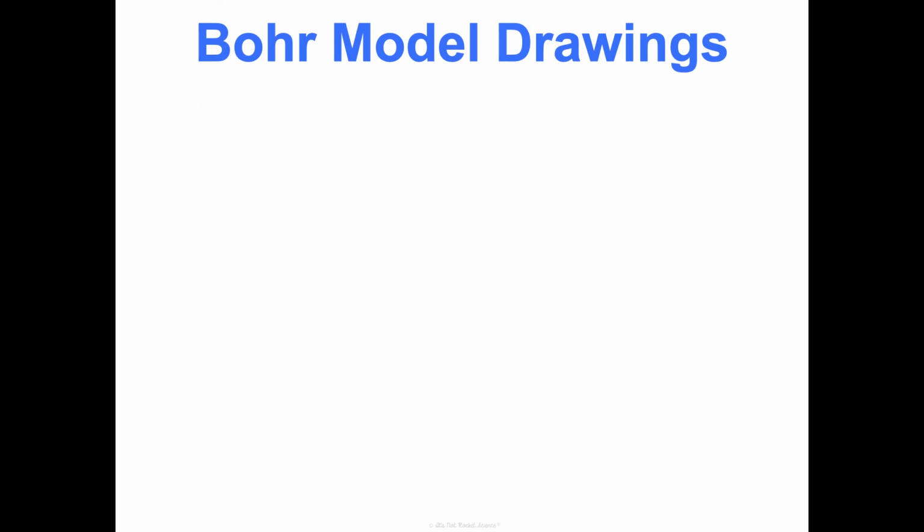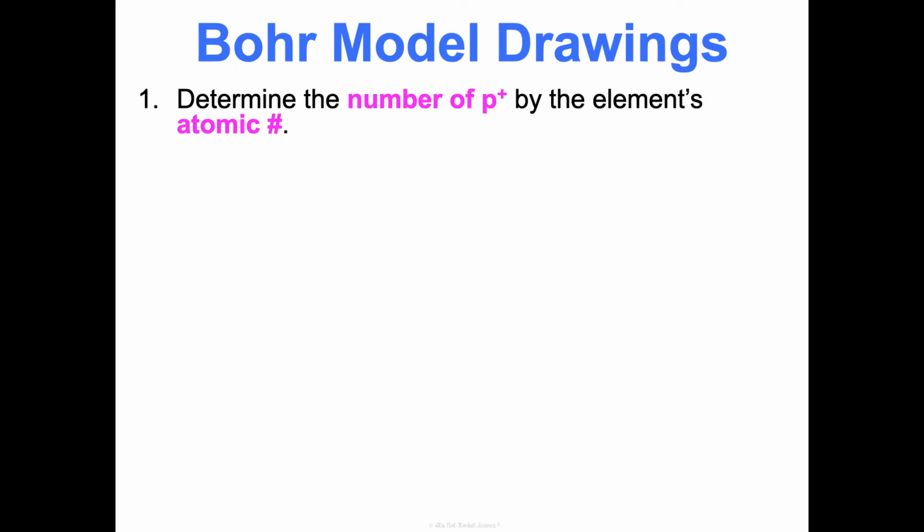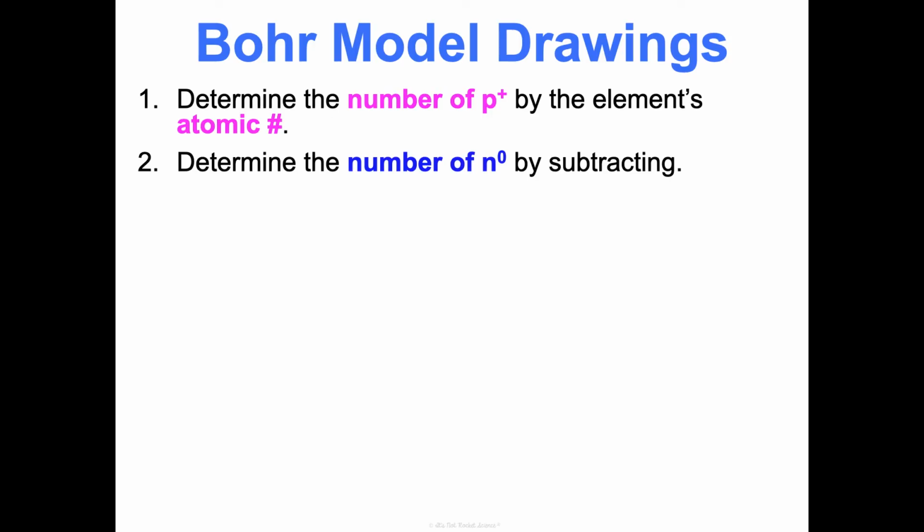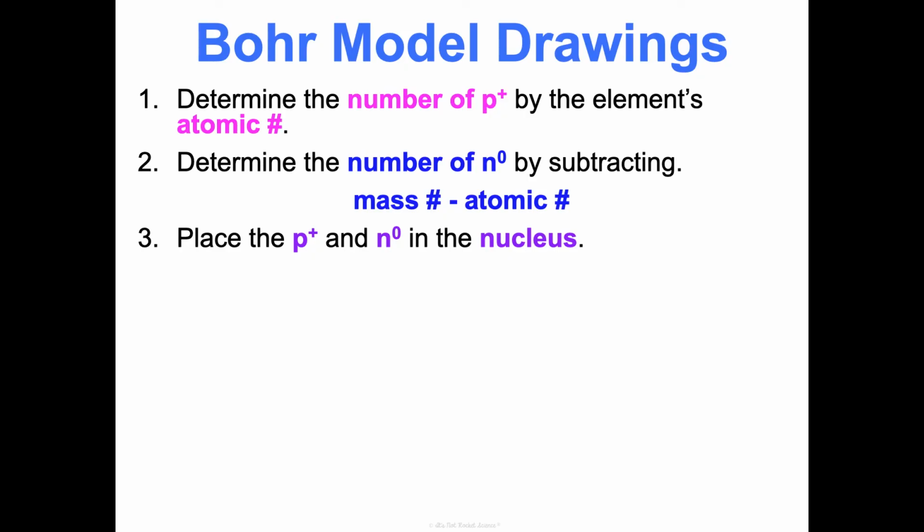Okay, so a couple of steps to help you walk through that process and how to do it. First, you need to know how many protons need to go in your nucleus. And you're going to determine the number of protons by the element's atomic number. So you'd look that up on the periodic table. Then we're going to determine the number of neutrons by subtracting from the mass number. So mass number minus atomic number will tell us the number of neutrons. So we're going to need to know the mass number. Then you're going to put those protons and neutrons in your nucleus because that's where they belong.